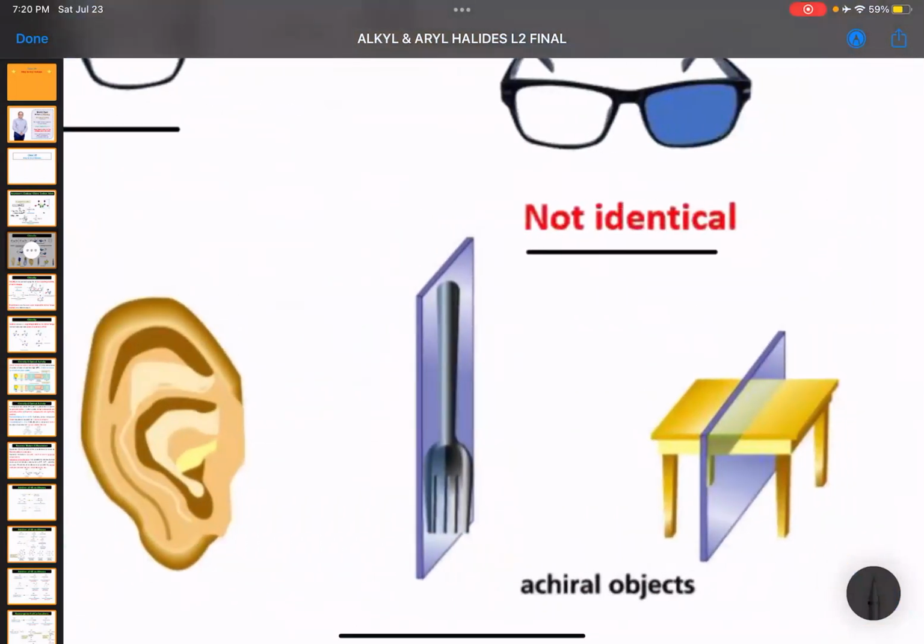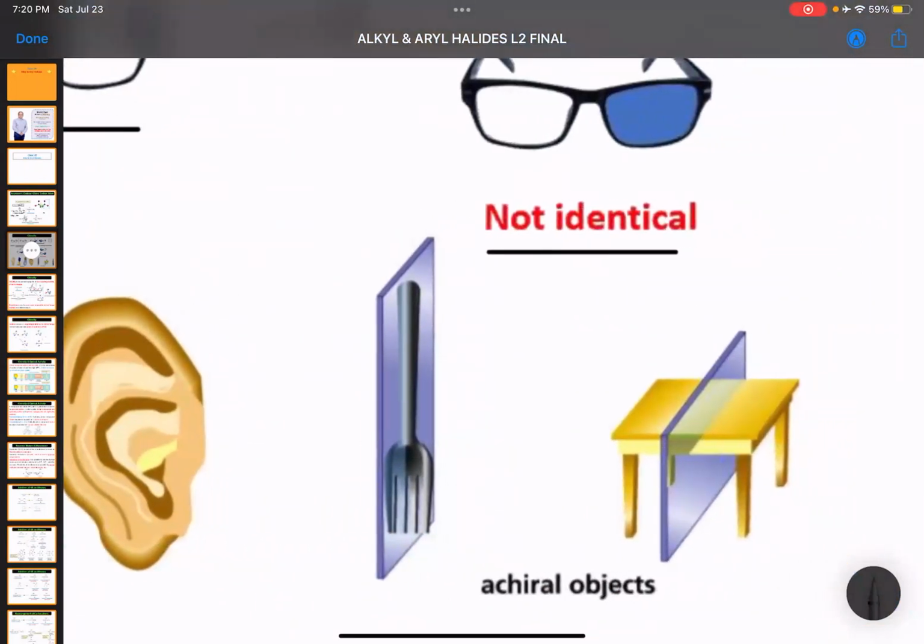But there are many things which are symmetrical, which do not have two different forms, because the original thing and its mirror image are actually superimposable on one another. Okay. Is it clear? Yes. Right? So just a second.